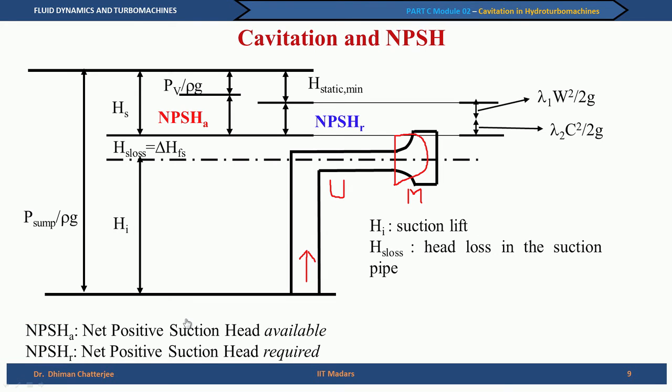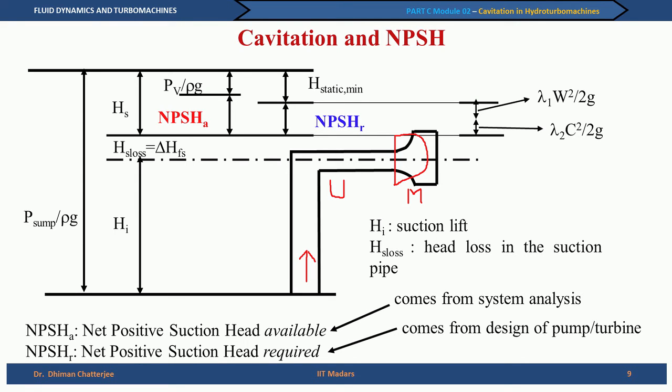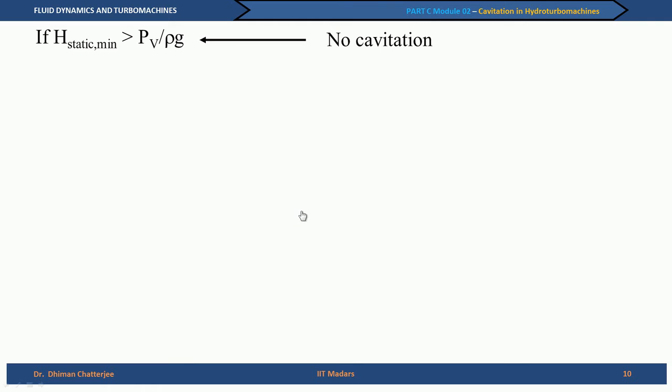So, I will take you through these definitions now, but let us start with this picture again. We understand that NPSH available is nothing but P sump by rho g minus H i minus H s loss minus P v by rho g. So, let us write down these two aspects. We say that NPSH available is P sump by rho g minus H i minus H s loss minus P v by rho g.